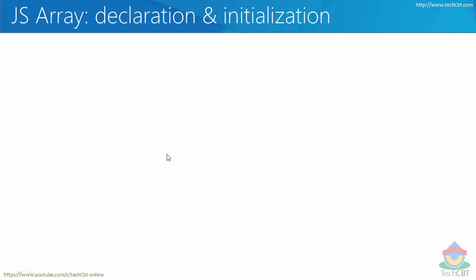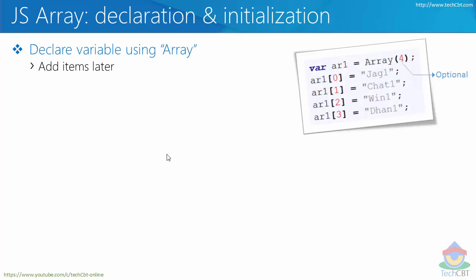Okay, in this video we are going to see various ways of declaring and initializing JavaScript arrays. There are quite a few ways, but first, we have a way using Array. Array is a reserved word, and it can also be called as a function. Using this Array keyword, we can create an array by providing the number of elements you would like to add to the array. Of course, the number of elements you provide during the declaration itself is optional. So you can use the Array keyword to create an array, and you can add items later.